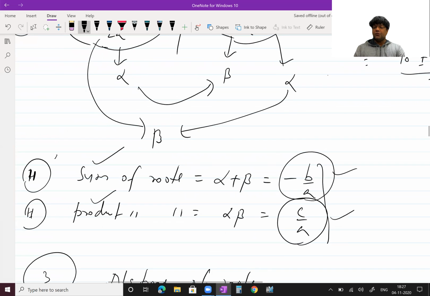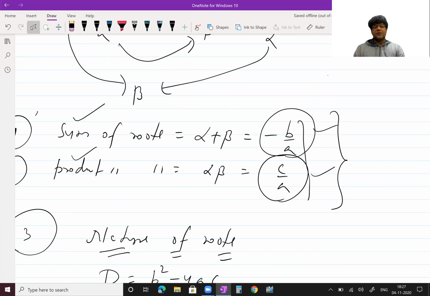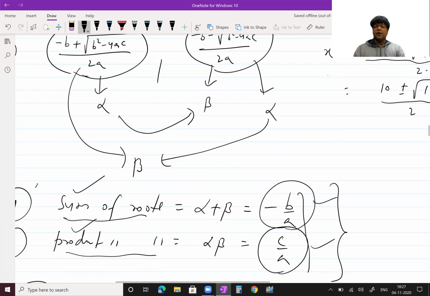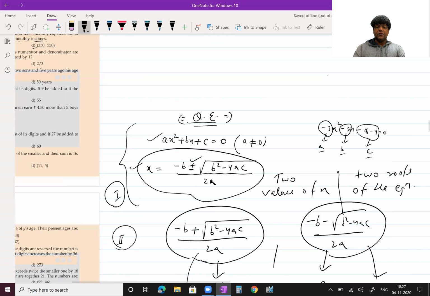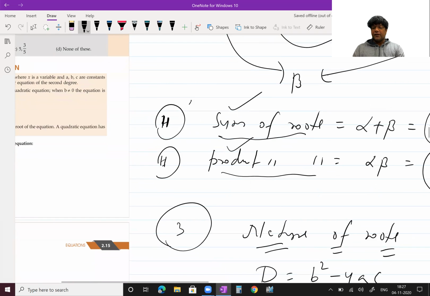You will use the second one when the question discusses the sum of roots and product of roots. Then you need to remember this formula. You need to use the first one when the question asks for the individual values of roots. Clear?